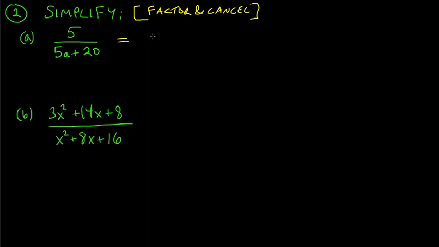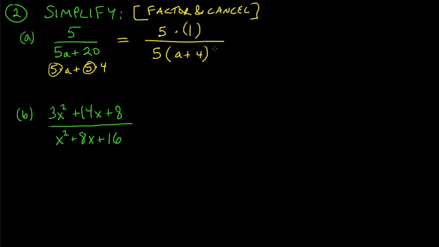So the numerator is 5. 5 is a prime number, right? So there's really no way to factor it other than 1 times 5, or 5 times 1. In fact, let's do it that way, 5 times 1. But the denominator, 5a plus 20, we have a common factor of 5, right? This is 5 times a plus 5 times 4. So the 5 is your common factor, and when you factor it out, you're left with a plus 4. Okay, so that's the factoring part.